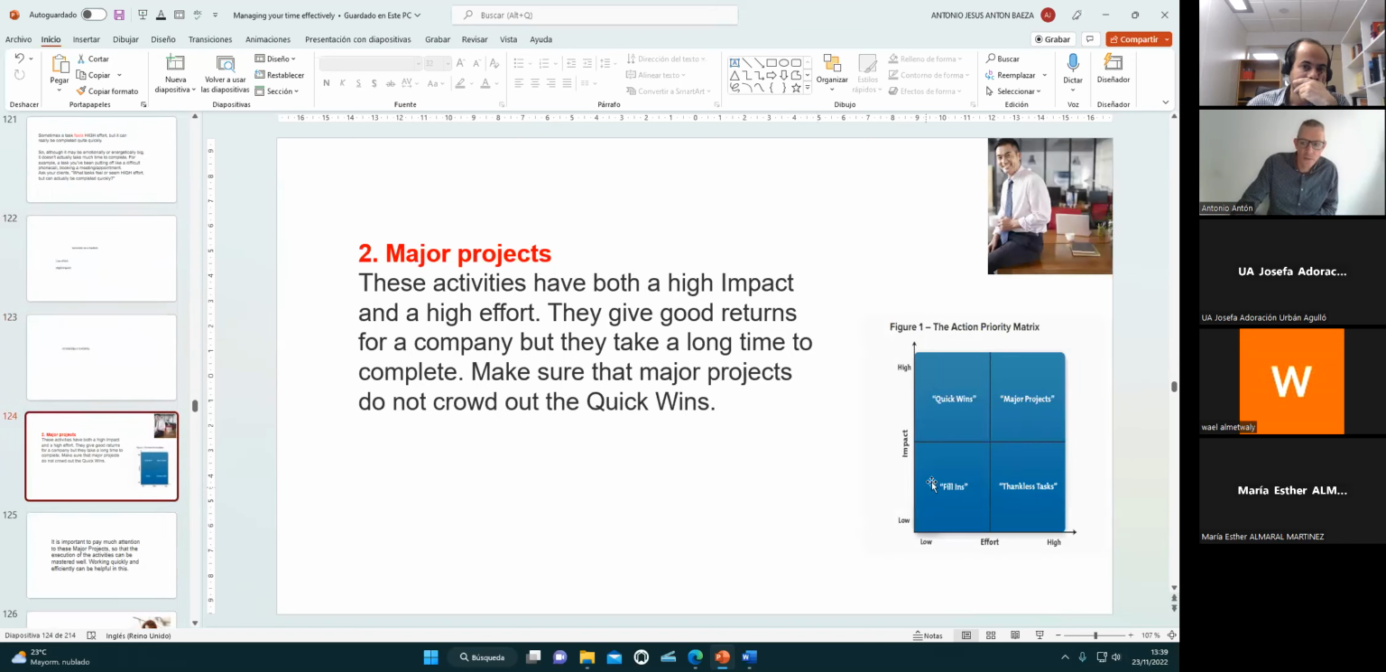For instance, quick wins are part of this action matrix. But it's my point of view. I have no idea about yours. It involves a lot of effort or high impact.